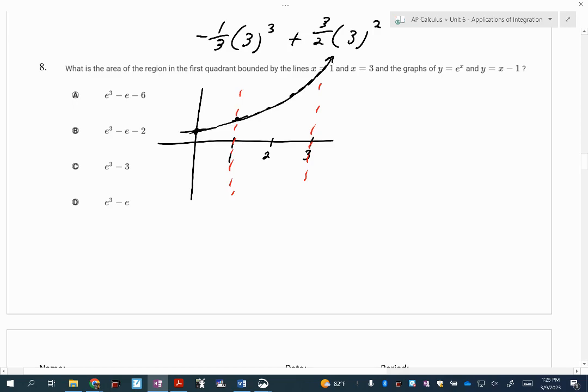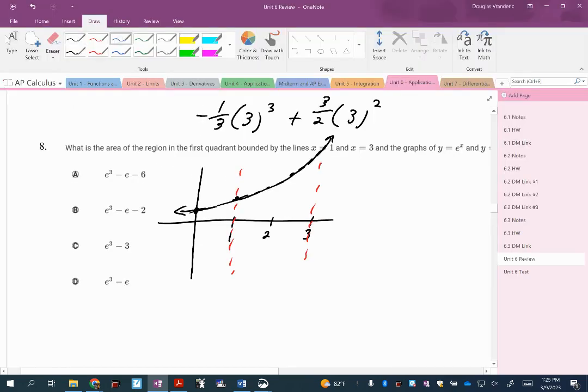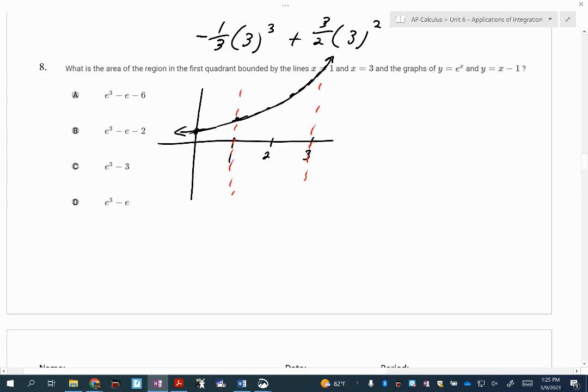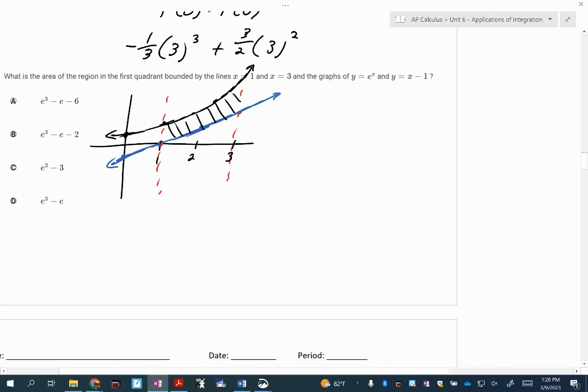Something like that. And then if I plot my line, that's going to be negative 1. And then plugging in 1, you get 0. 2 is 1. 3 is 2. So it's never going to get above my other function. All right, so I'm trying to find this area that's in between them. And the entire time, my exponential function is above the linear function. So the integral from 1 to 3 of e to the power of x minus x minus 1, all of that dx. Okay, let's simplify if we can.